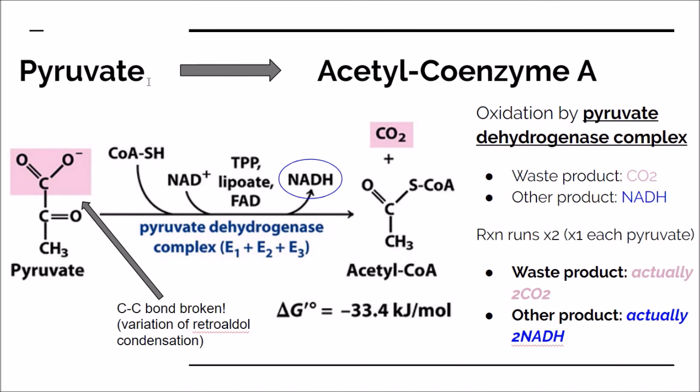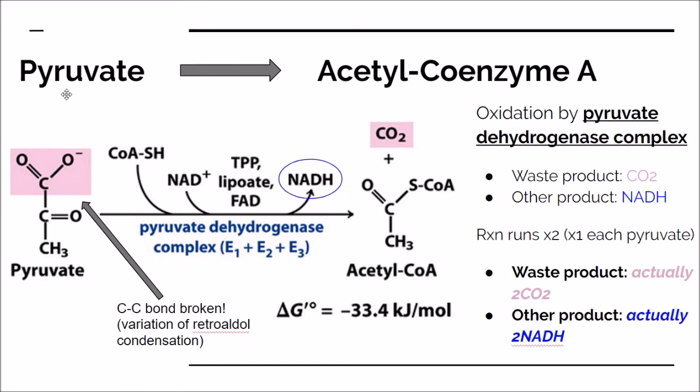Now remember, you have 2 pyruvate molecules that result at the end of glycolysis. So that means you end up making 2 acetyl-CoA, which means you end up making twice the amount of those products. With each pyruvate, you make 1 CO2 and 1 NADH, but since you have 2 pyruvate from glycolysis, you run that twice in a way, and you end up making 2 CO2 molecules and 2 NADH molecules.